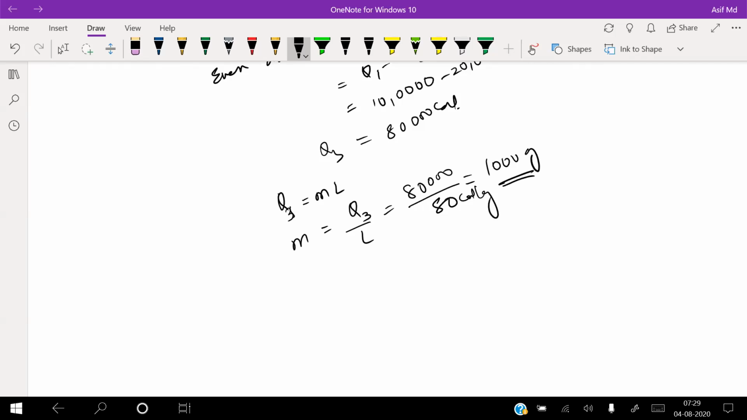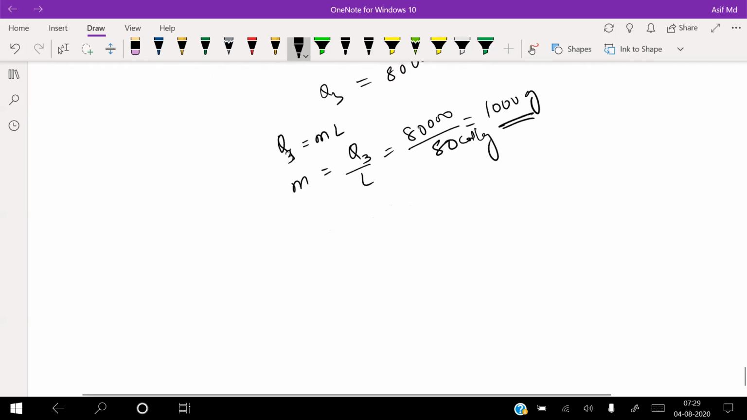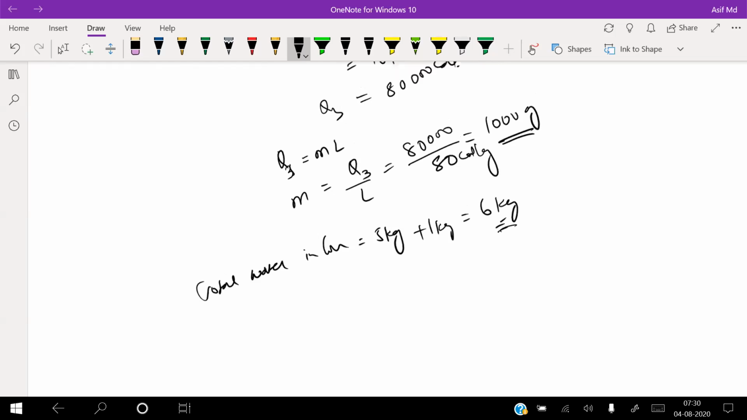So what is the final mass of water remaining in the container? Sir, it'll be 1 kg. That's it. Total water in container will be 5 kg plus 1 kg, so that will be equal to 6 kg. So what is the answer given? 6 kg only, sir, option B. I hope you got an idea.